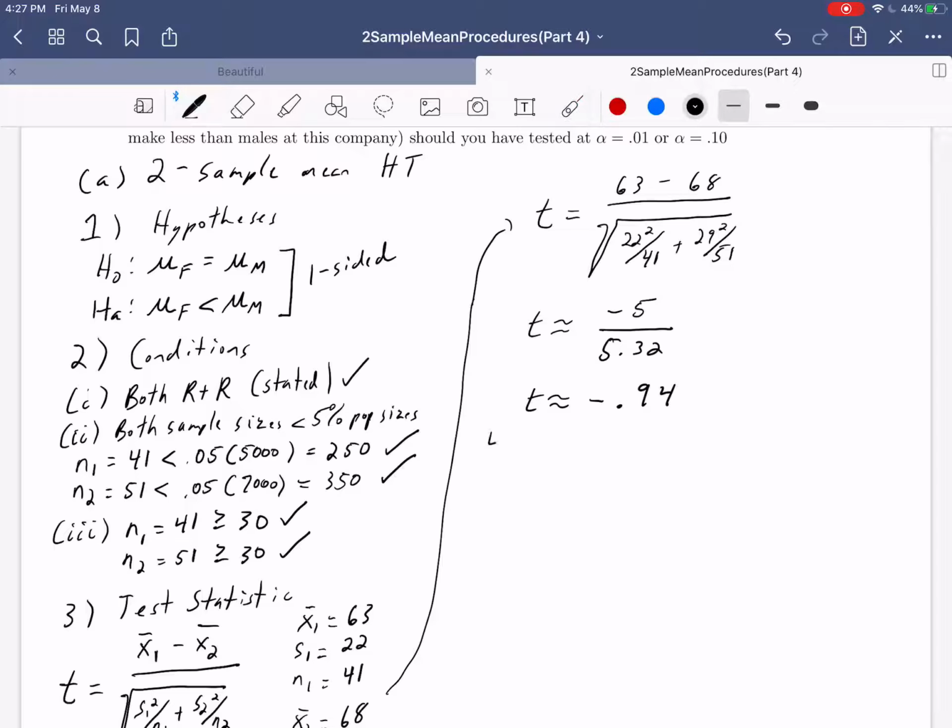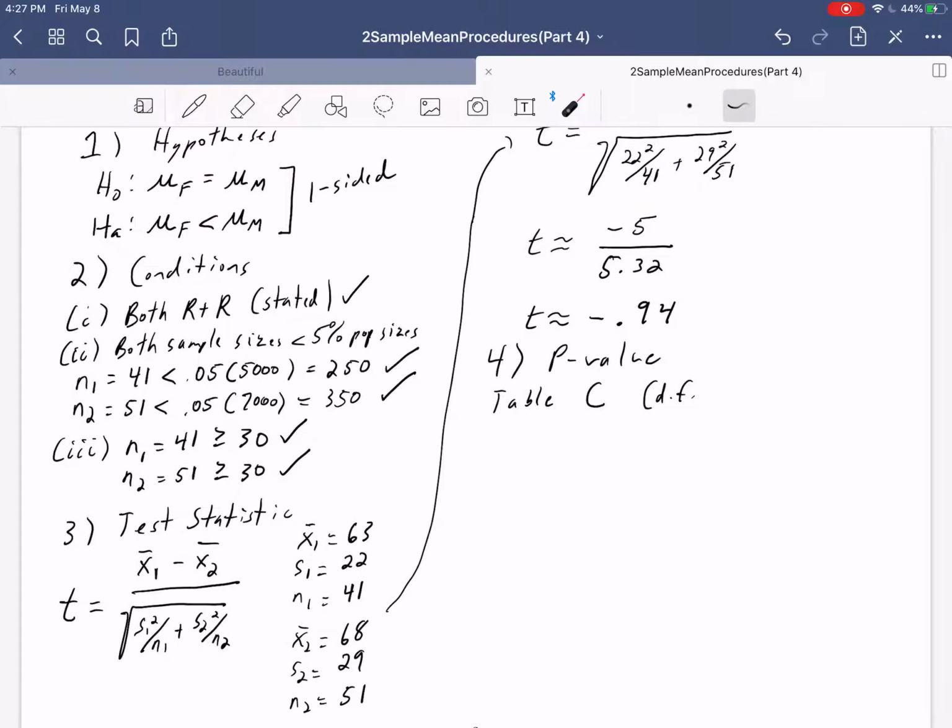Okay, now we're ready to go on to step 4, our p-value. For our p-value, we know we'll be going on to table C, and we need to know our degrees of freedom. Remember that the degrees of freedom when you have a 2-sample procedure is you look at the 2 sample sizes, pick the smallest one, which in this case is 41, and still subtract 1. So this will be the minimum of 41 and 51 minus 1, which is going to be 40. So we have 40 degrees of freedom, and remember, since we have a negative t-value, we will be just using the absolute value, which is 0.94. So 40 degrees of freedom, and we're looking for 0.94.